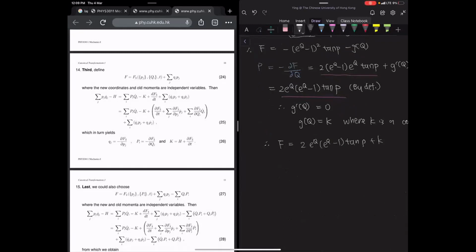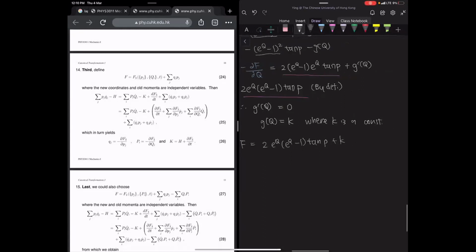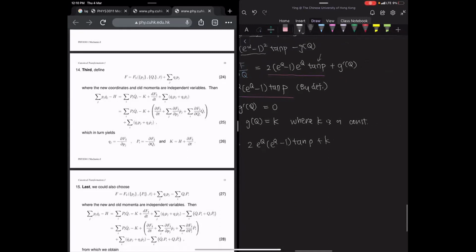So here we try to differentiate large F with respect to large Q. During the differentiation, we differentiate this by the chain rule, then we pull the power down, and we have 2e^Q minus 1. And for 2e^Q minus 1, by the chain rule, we need to differentiate e^Q, so we multiply by e^Q, because the differentiation of e^Q equals e^Q. And we treat this as a constant, and we copy it right here.